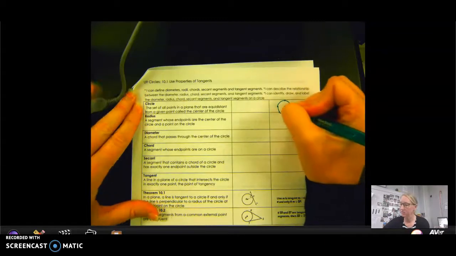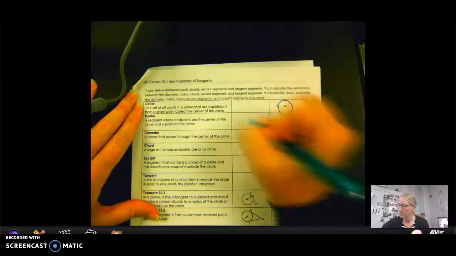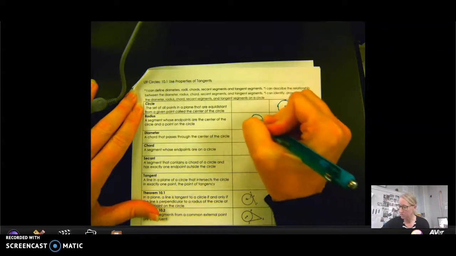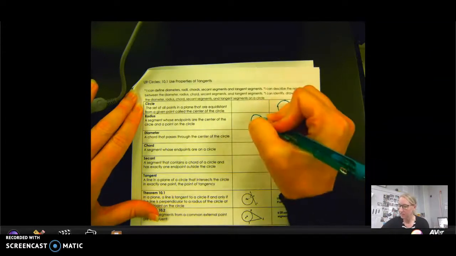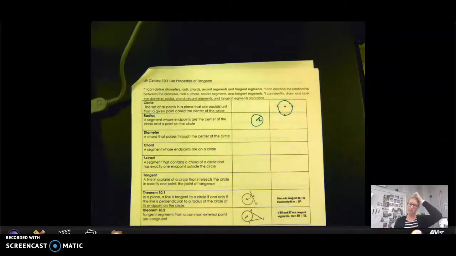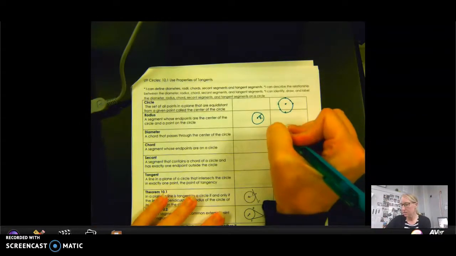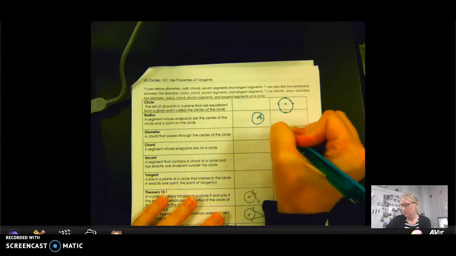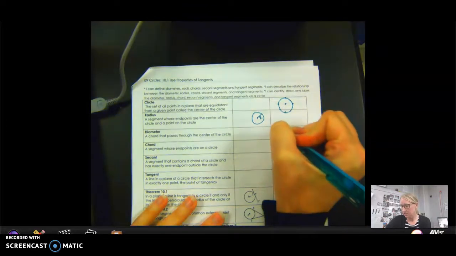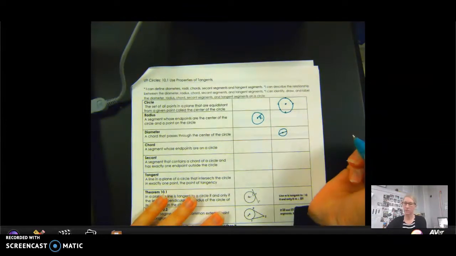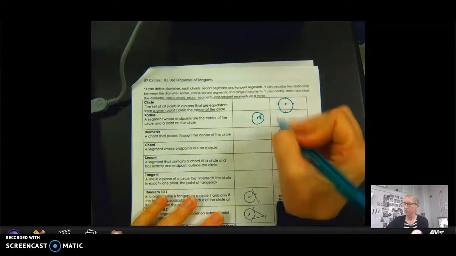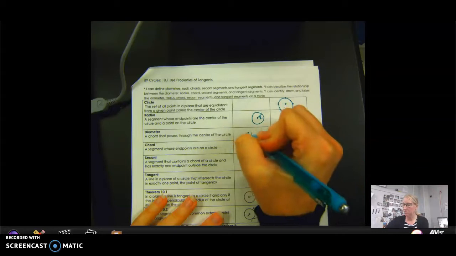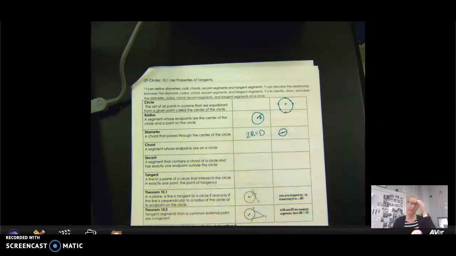The radius goes from the center of a circle to anywhere on the outside of the circle. That is your radius, and it will always be the same measurement. Okay? Diameter goes through the center of the circle to both sides. So it touches a side, goes through the center, and touches the other side, and it has to be a line. So your diameter is 2 of your radii. So diameter equals 2 of your radiuses.